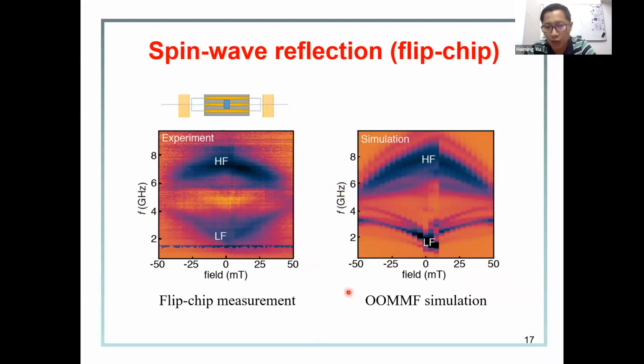Then we tried to use micromagnetic simulations to further analyze and understand these two modes. We use OOMMF simulation, and we can fairly well reproduce these two modes in the simulation result, although there are richer branches, but in general, two modes appear. One is a low frequency mode around 2 gigahertz, and the other is around 8 gigahertz. And one advantage of using micromagnetic simulation is that we can really probe where these modes come from in our sample structure.